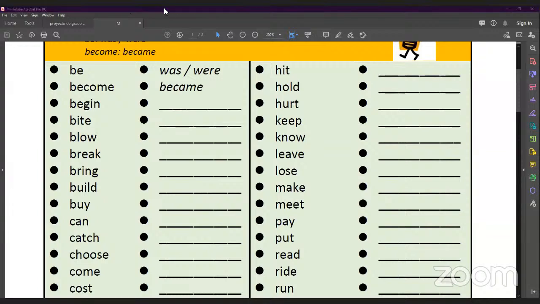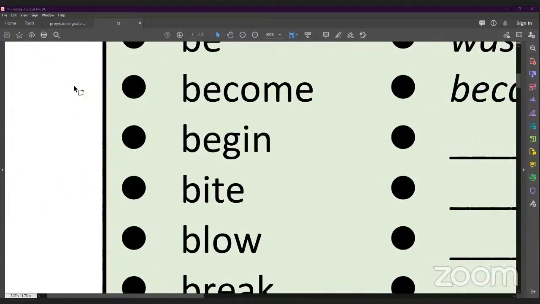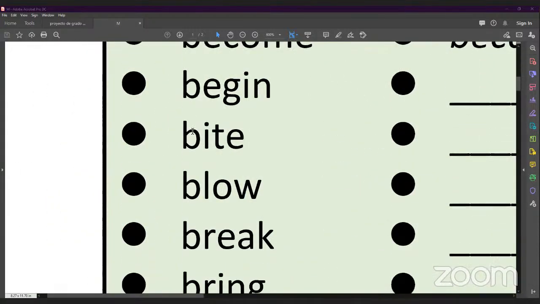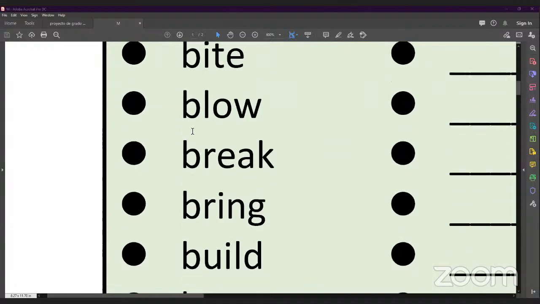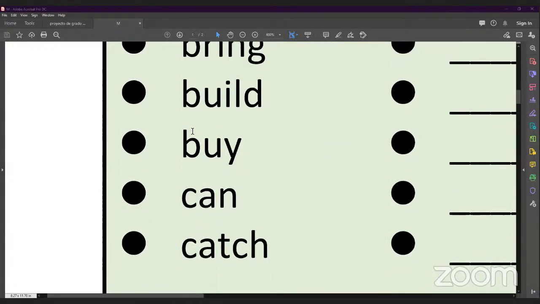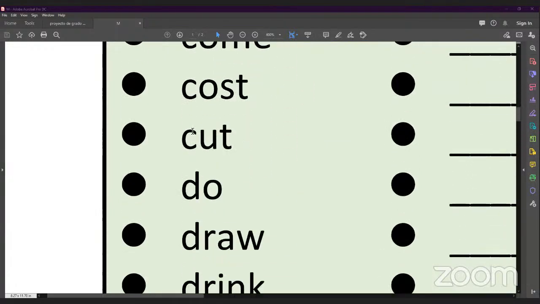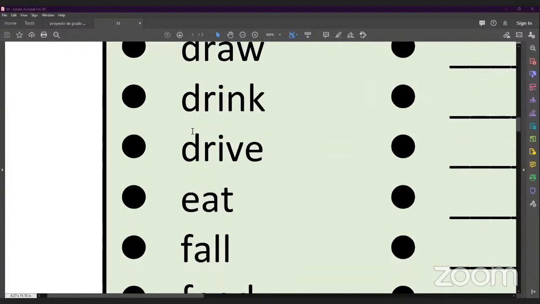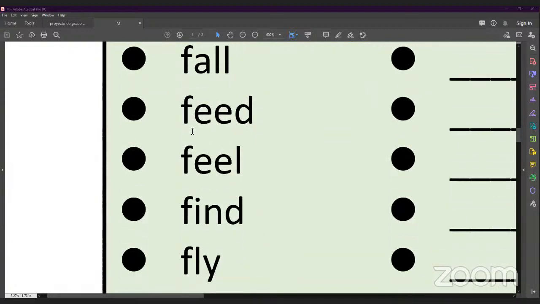Okay, guys, please try to understand. This is present simple. When I say present simple, I mean this column. All these verbs are in present simple. Bite, blow, break, bring, buy, can, catch, choose, come, cause, and so on. Draw, drink, drive, eat, fall. These verbs are in present simple, okay? So don't confuse.